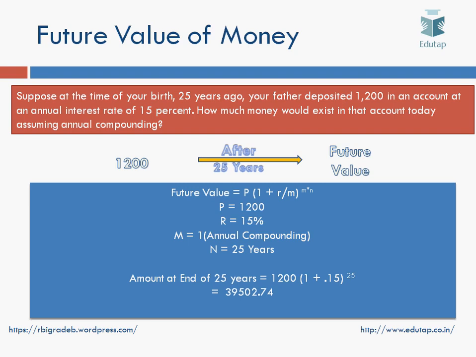Now this example also tells you the power of compounding. Your father deposited just 1200, which is a very meager amount. But after 25 years, what you are getting is around 40,000, which is a decent sum of money. So that's why many wealth management advisors say that you should start investing at an early age and take the benefits of the power of compounding.